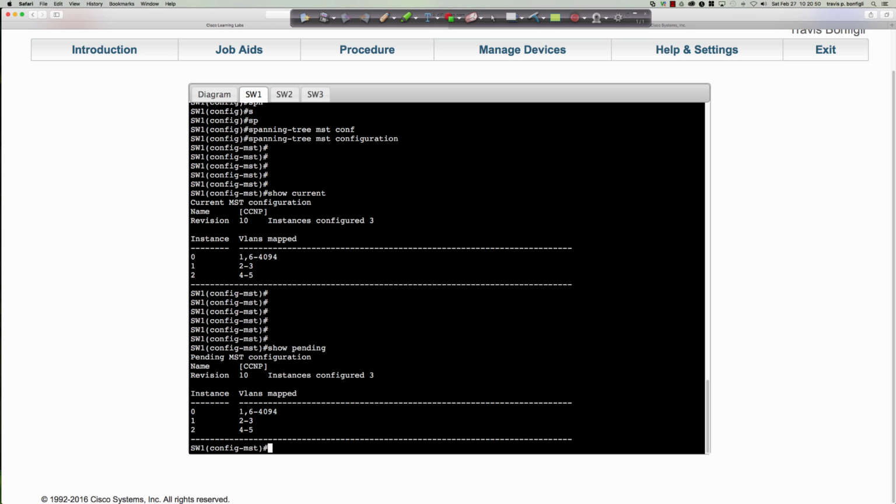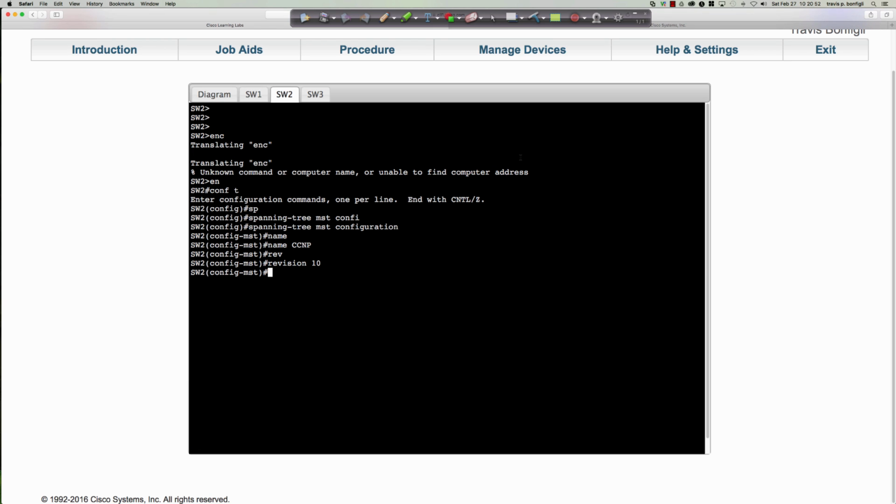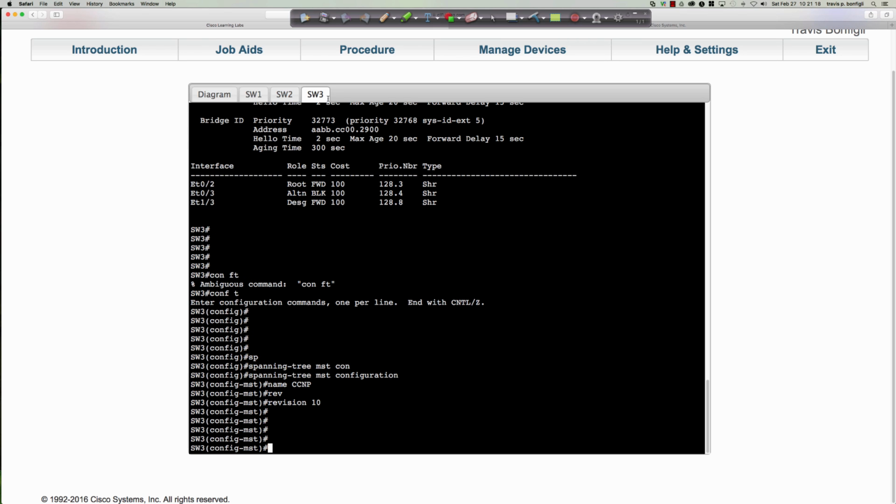All right, so that's switch 1. Let's work our way over to switch 2 now. So we're in this spanning tree configuration mode. Let's say instance 1, and now this has to match. These need to match throughout the environment, or else we're going to see inter-region behavior. So instance 1, VLAN 2 and 3. Instance 2 was VLAN 4 and 5. And then we'll say end. And let's come over to switch 3.